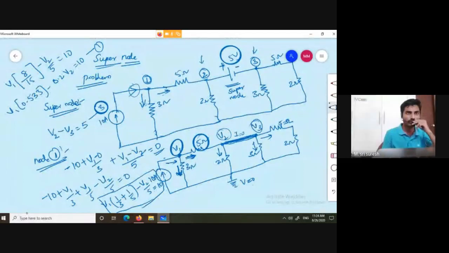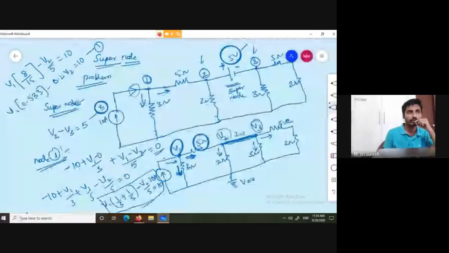So second node is connected to super node. That means we are writing another super node equation. We have removed the super node with a battery, with a short circuit, so that we are writing a super node that is represented here, third equation. Now we are writing for the second node equation. Second node is connected to super node. Second node is formed as a super node. So we are writing that equation.